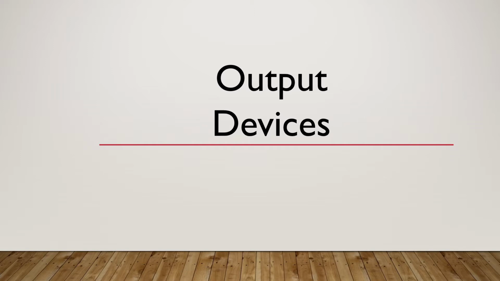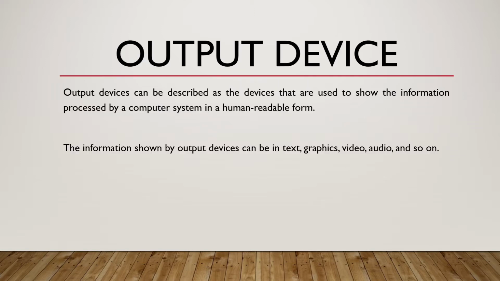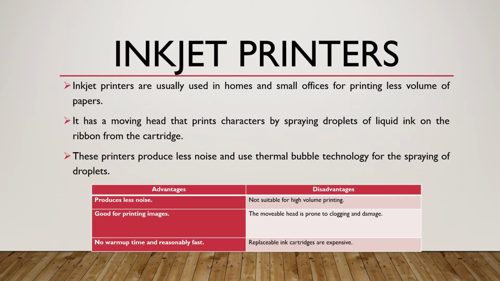Today we're going to look at output devices. An output device can be described as a device that is used to show information processed by the computer system in a human readable form. The information shown by output devices can be in text, graphic, video, audio, and so on. The different types of output devices we can have.